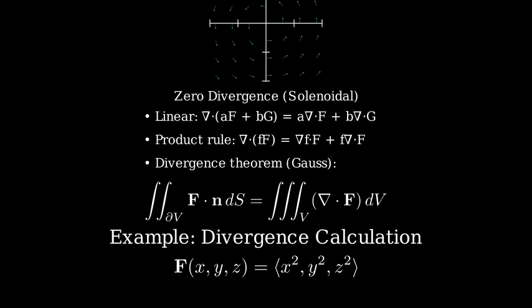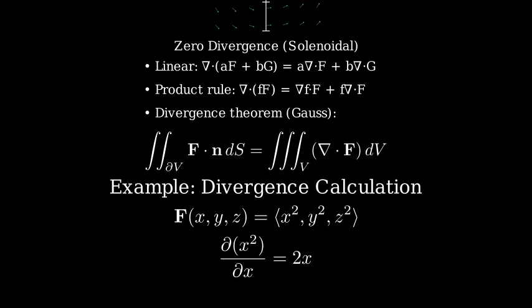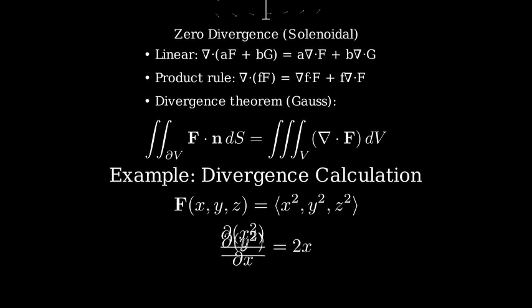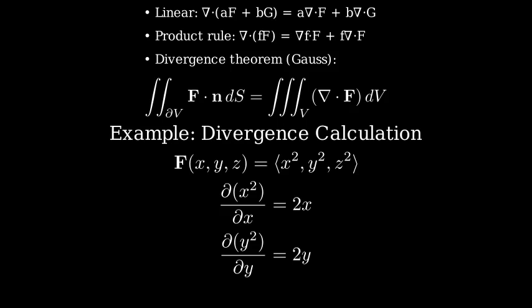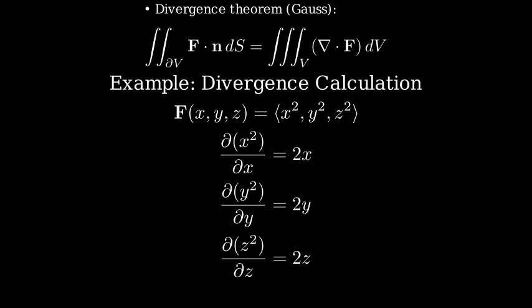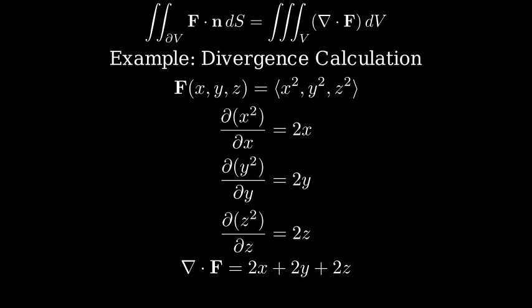To find the divergence, we compute the partial derivatives. The partial derivative of the x component with respect to x is 2x. The partial derivative of the y component with respect to y is 2y. The partial derivative of the z component with respect to z is 2z. Therefore, the divergence of F equals 2x plus 2y plus 2z.